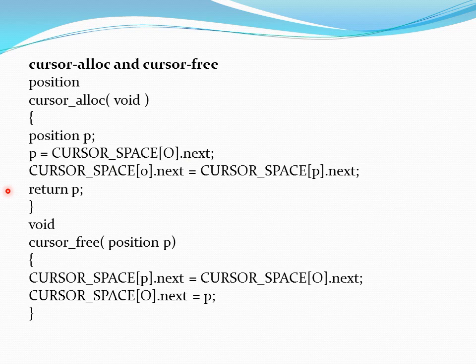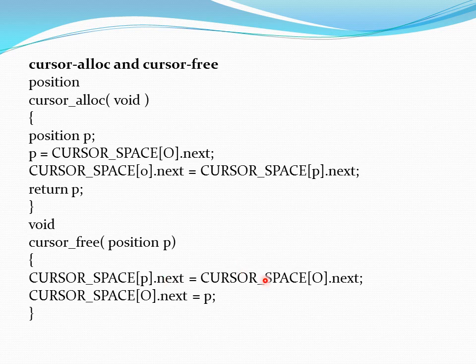So we are removing the first free space and we are storing the next free space index in the 0 dot next position. Next, cursor free of position P. Here cursor space of P dot next equal to cursor space of 0 dot next. We are freeing the position P, so how to include this position in the free list.